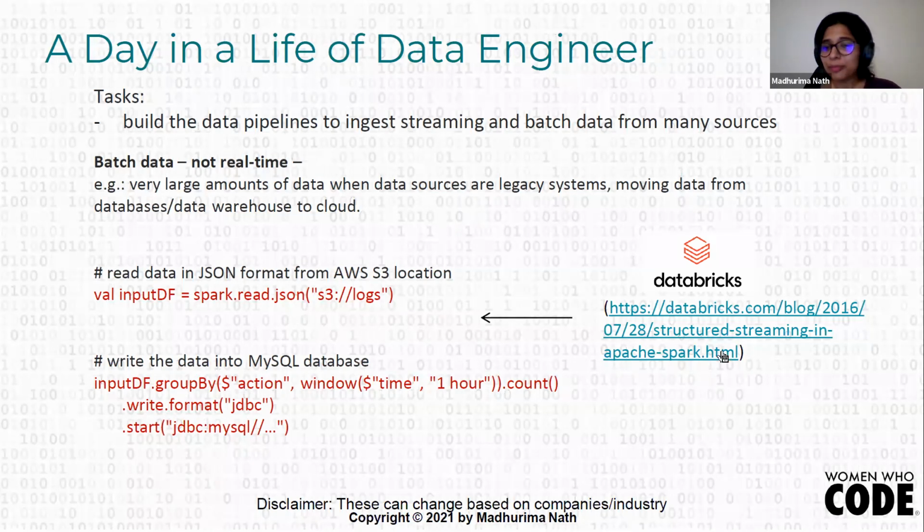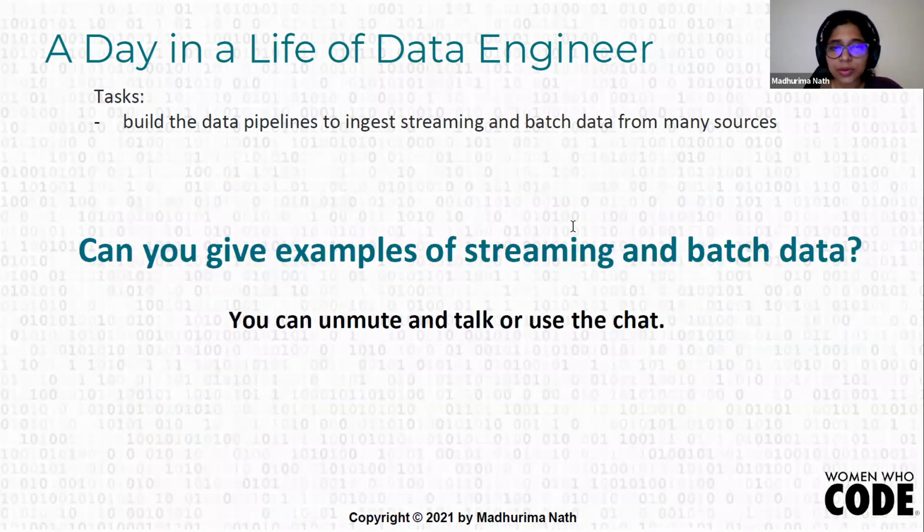I know this might seem like a lot of code, but if you're interested, I have links at the end of the slide. You can go take a look at it and read up more on how to do it on Databricks or even Spark. So just simple things like what we learned. What are the examples of streaming and batch data?